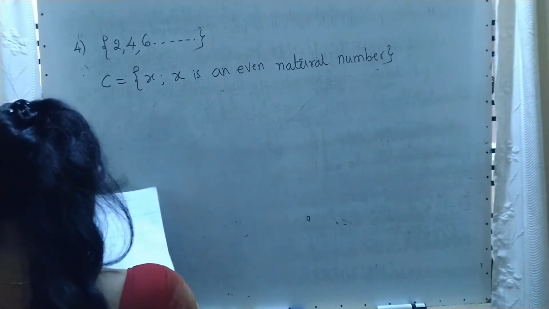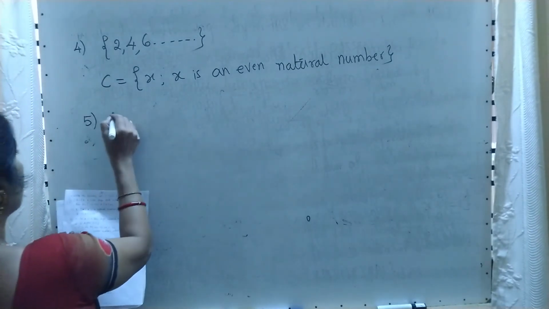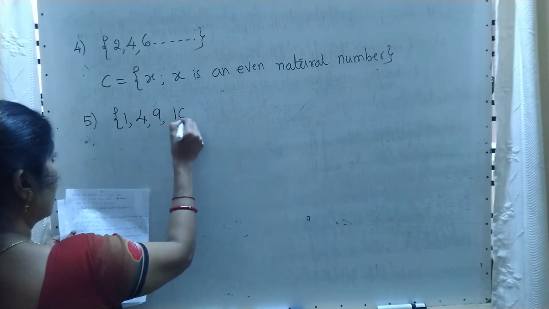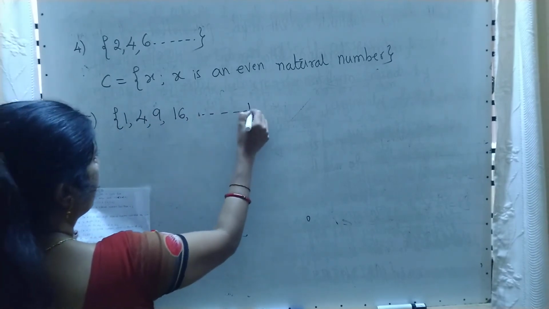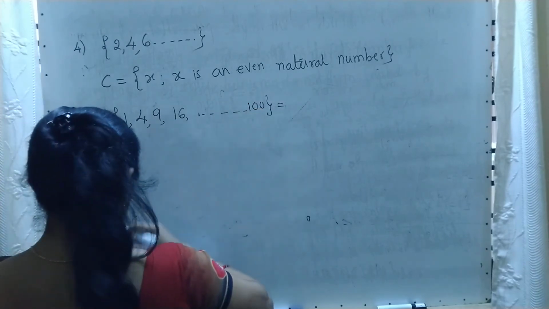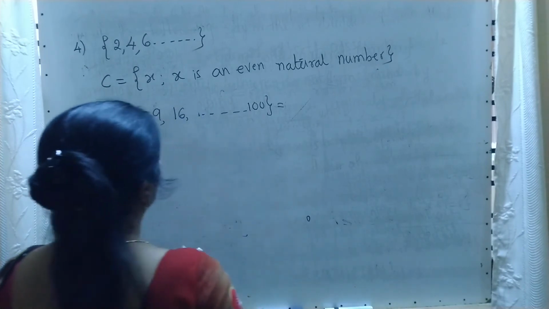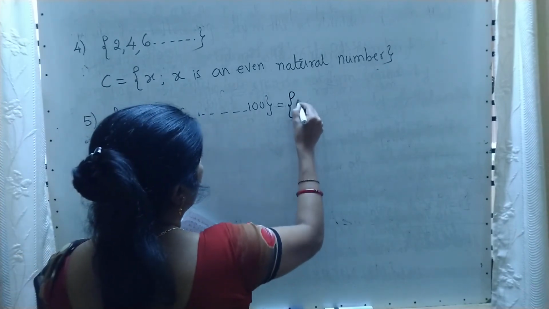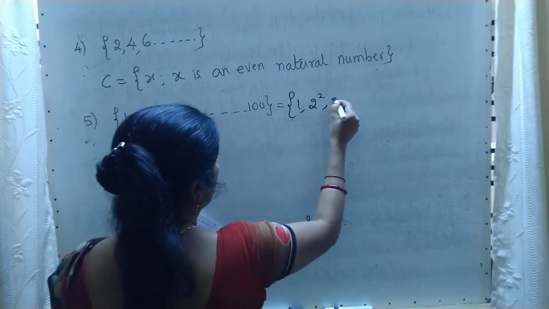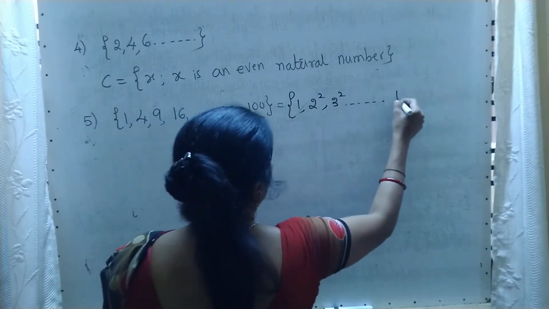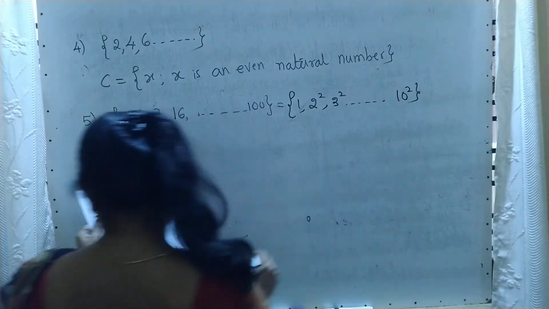Moving to the next one. 1, 4, 9, 16, dash, dash, dash, 100. So again very simple. If you are thorough in the tables and arrangements, how can you write? So 1 is 1 only, 4 is 2 square, 9 is 3 square, continuation, and 100 means 10 square. Now tell me how you write.